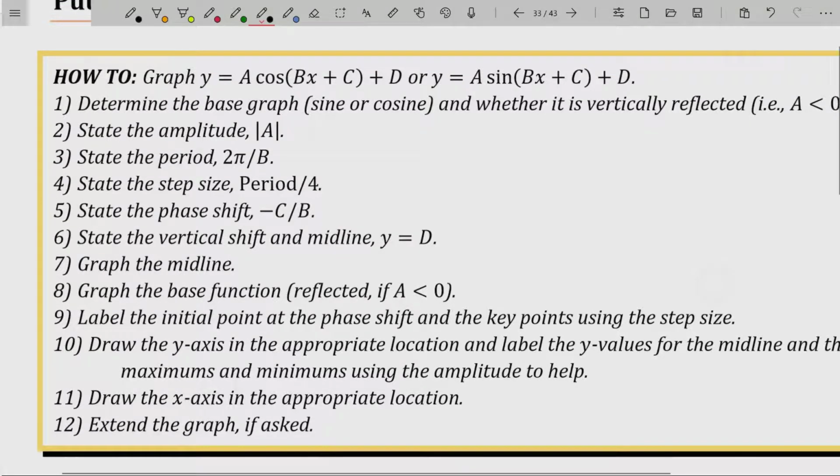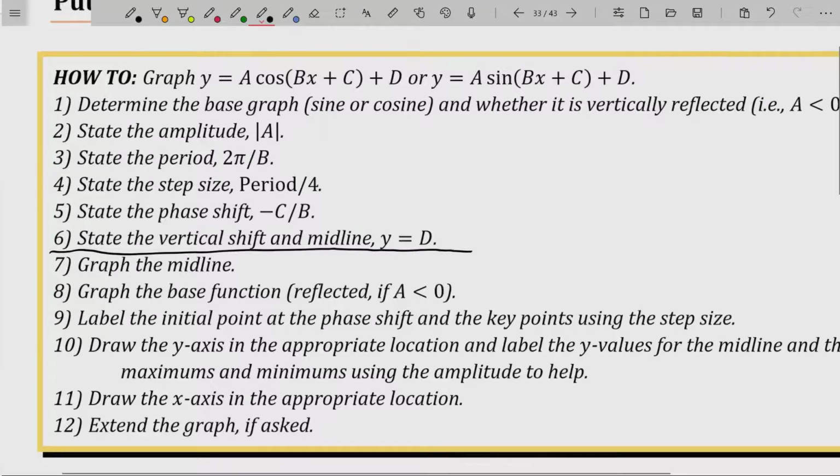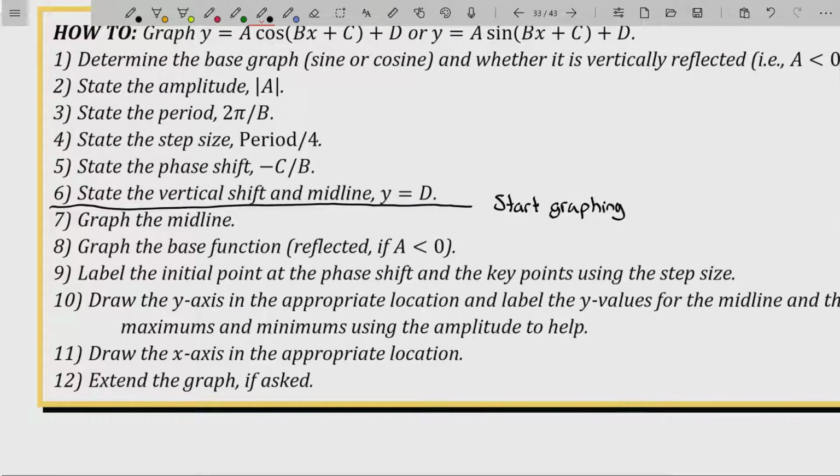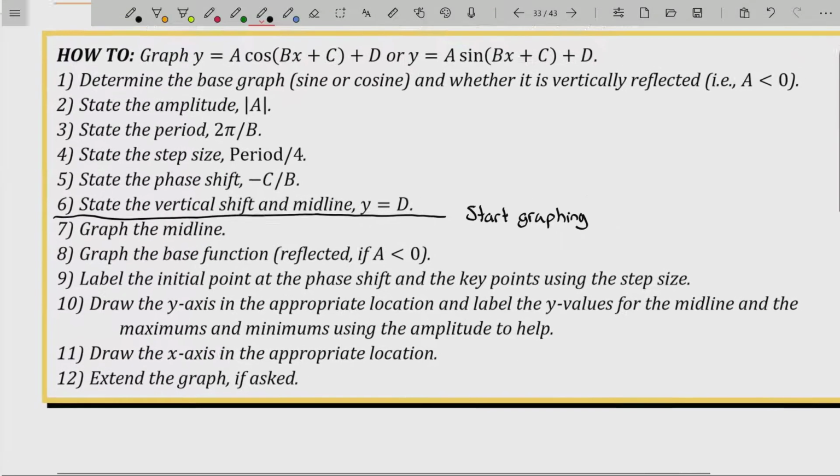You're going to then go into graphing. So at this point right here, you start graphing. You didn't graph up until that point. It was just all a bunch of algebra, but now you start graphing from this point forward. All the rest is just information. So you graph all this information. You graph the midline, graph your base function. It's reflected again if your coefficient is negative. You then label the initial point at the phase shift and the key points using the step size, which was the last video we did.